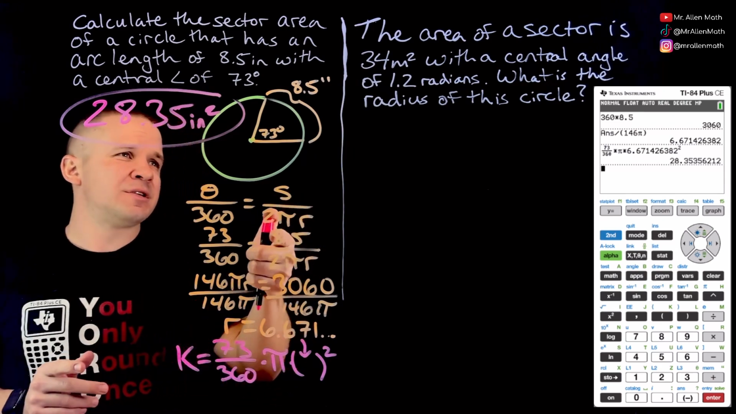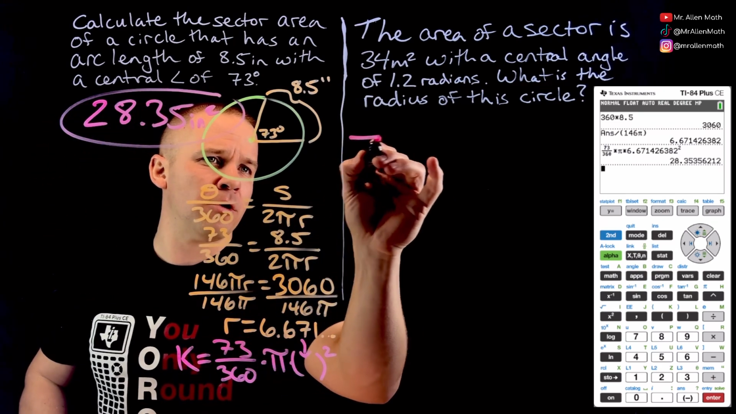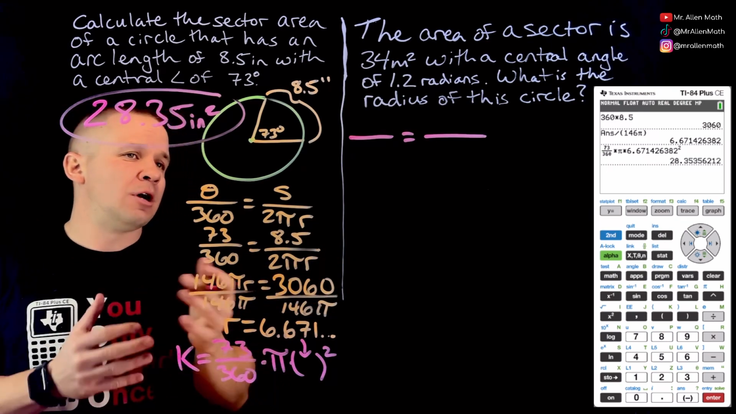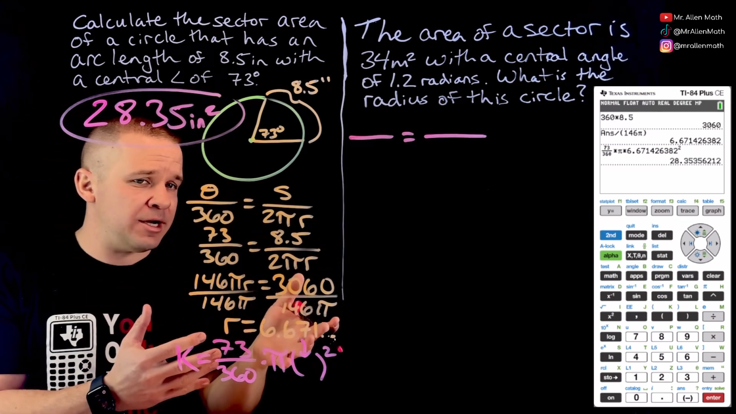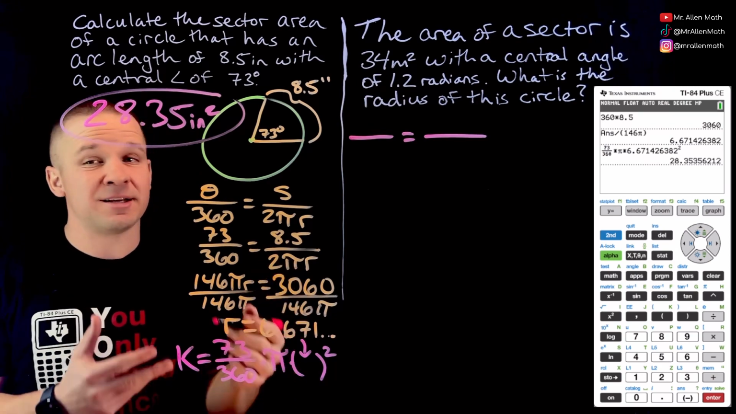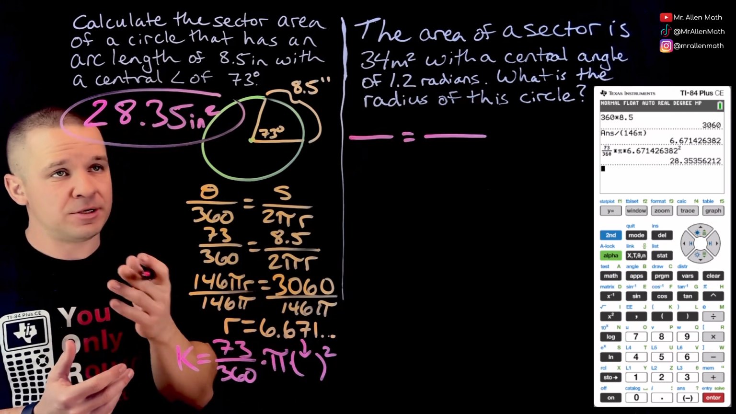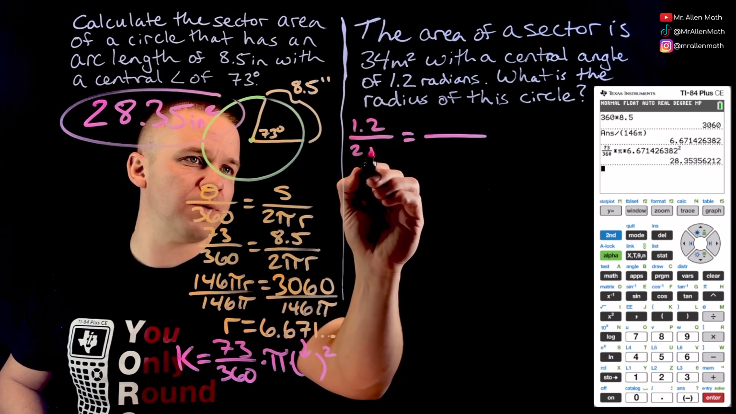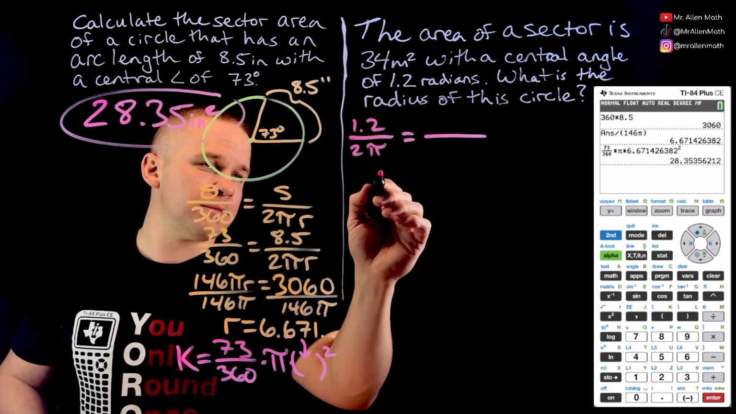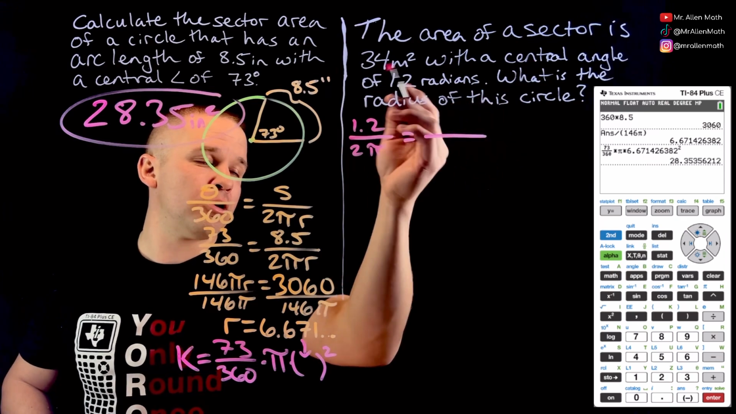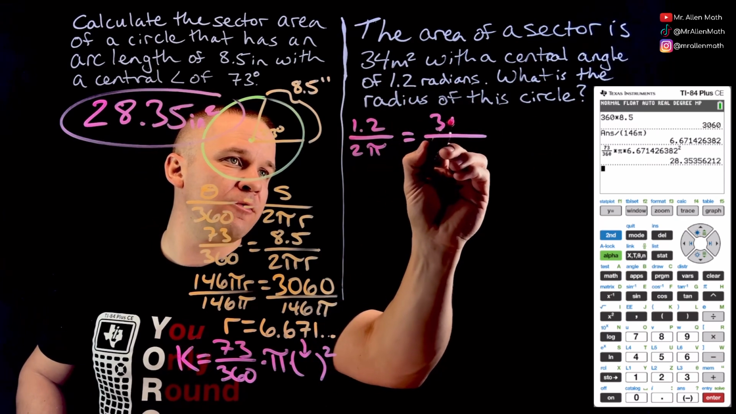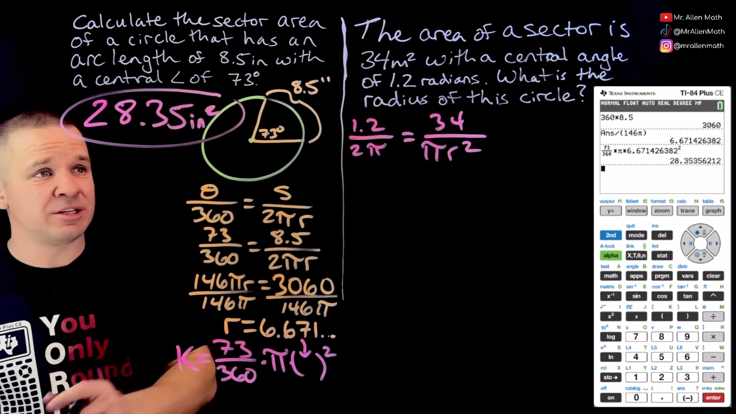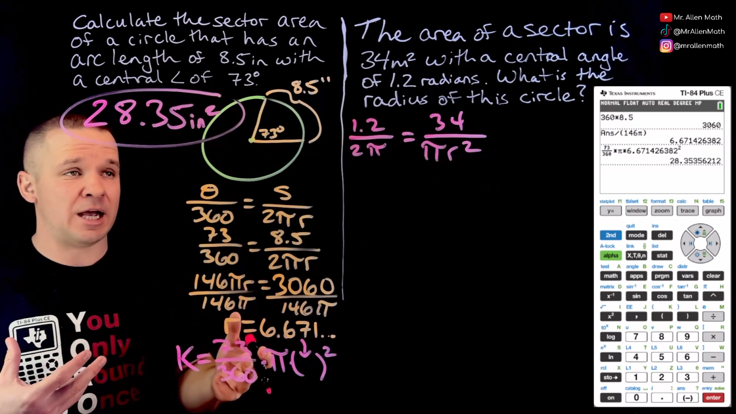So we have the area of the sector. Let's set up a proportion here. I like the proportions for this kind of stuff. You might not. Whatever. All right. So we're in radians here. So instead of theta over 360, it's theta over 2 pi. All right, because 2 pi is equivalent to 360. So we got 1.2 over 2 pi equals, now my sector area, the portion of the whole area, is 34 over pi r squared. And now I can solve for r by doing some cross multiplication, okay?